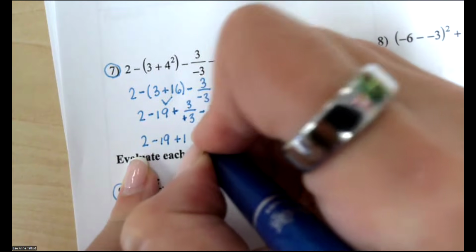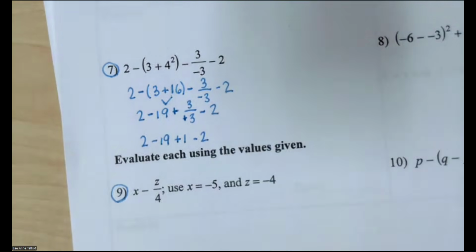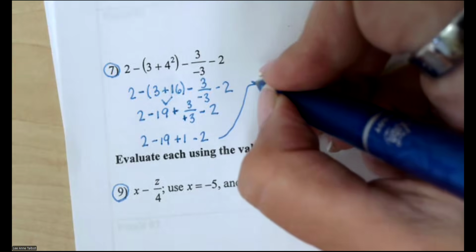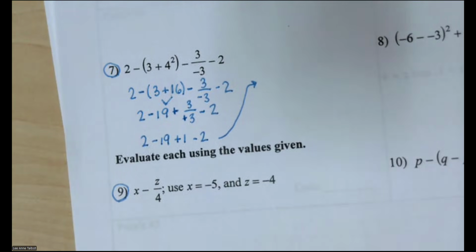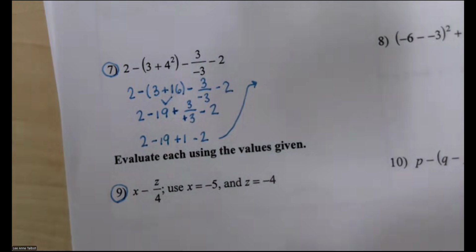And then it becomes 2 minus 19 plus 1 minus 2. This reminds me of those things that come up on your feed that's like only 10% of Americans can solve this. Have you seen those? Yeah. That's like this bit.